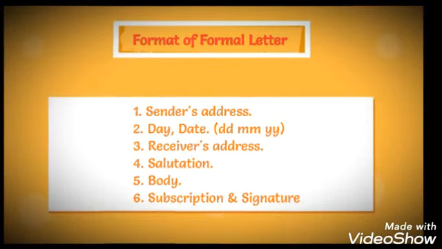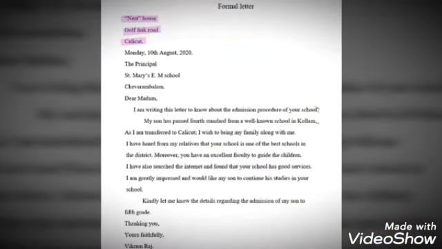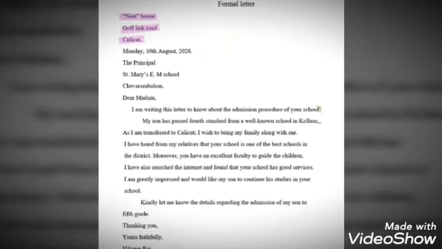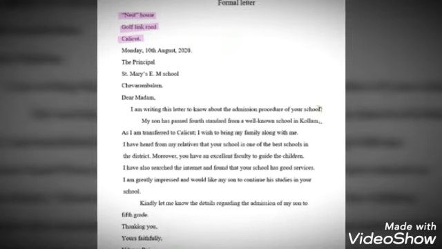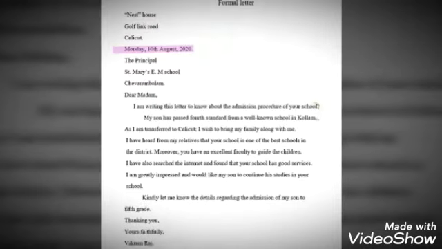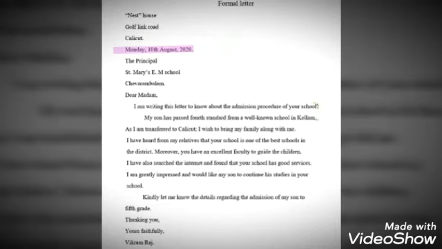In the formal letter, we start with the sender's address, and this address of the sender must be on the top left side. Do not write the name of the sender on top of the address, and you can include the email ID and the telephone number. And the second one is day and date, which follows the sender's address.